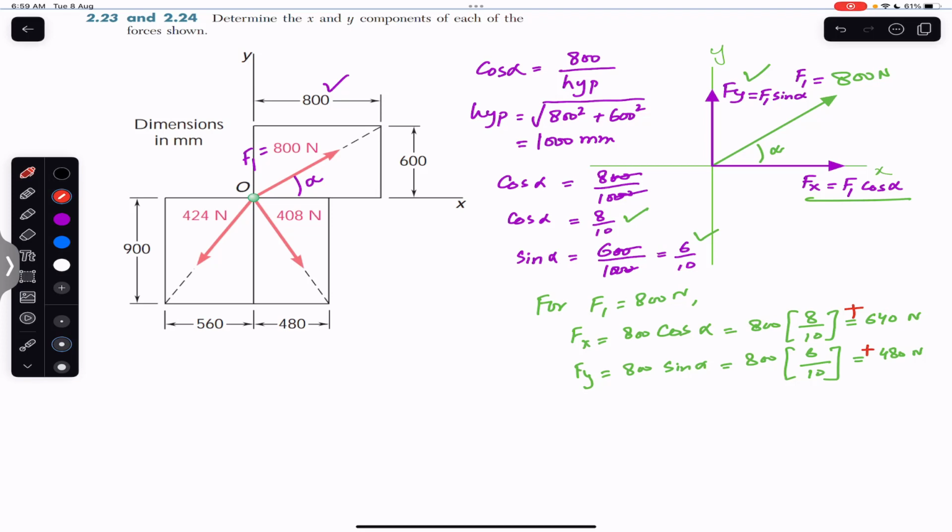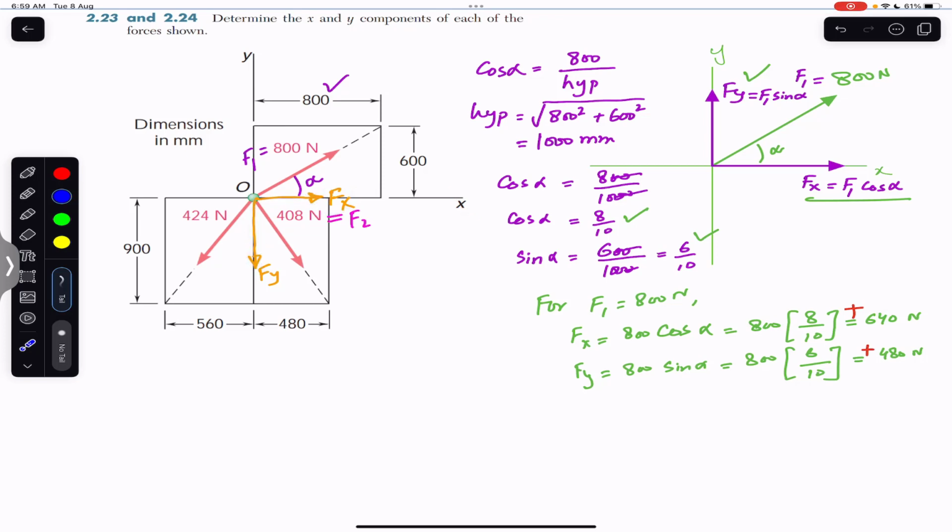Now we have to repeat the same procedure for f2 and f3. Let's say this is my f2, 408 Newton. Now f2 is 408 Newton. Again, it will have f of x and f of y component. So let's say this is f of x component of f2 and this is f of y component of f2. This is f of x and this is f of y. F of x is acting in the positive x and f of y is acting in the negative y direction.